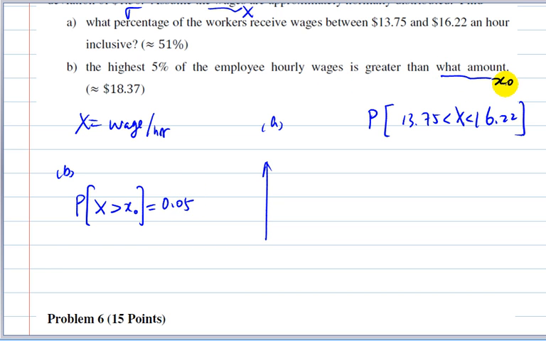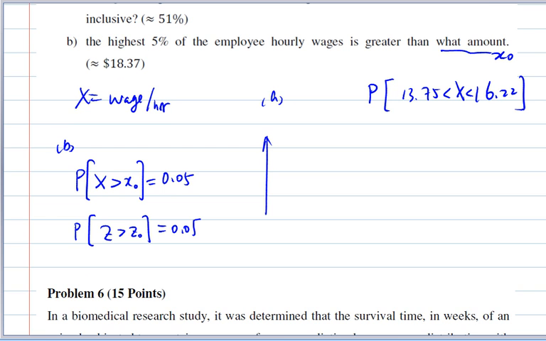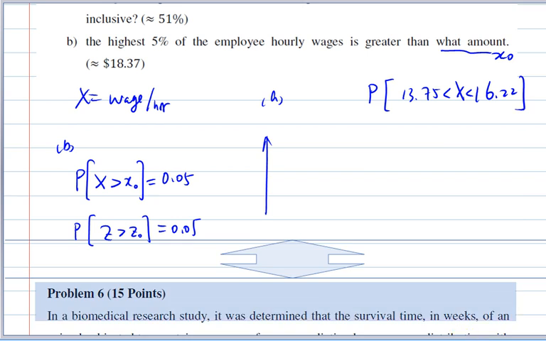What number? So you call this x naught here. What would be this value so that the probability of x being greater than it is 0.05? Now what the question is saying is, I'm not going to try to find x naught directly. I'm going to try to find it indirectly. So let's try to find this z naught here, and then use the z-score equation to find x naught.